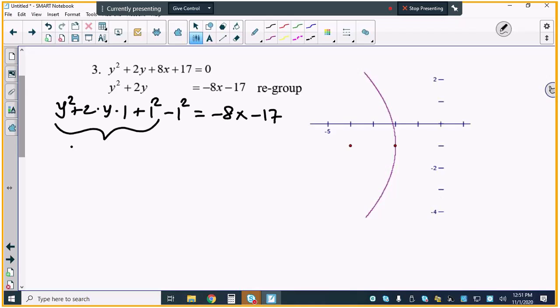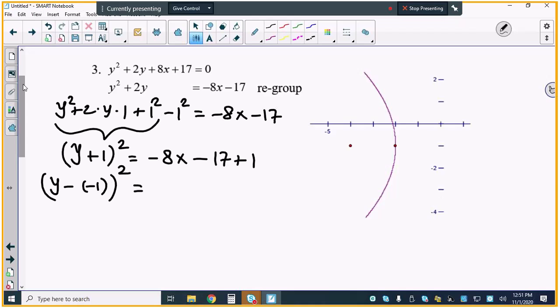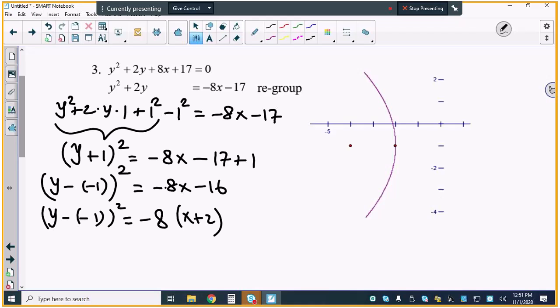Now the first three terms is the quantity y plus 1 whole to the power 2. The negative 1 squared, take it to the right hand side as positive 1 and make it negative 8x minus 17 plus 1. Then write it as y minus minus 1 to give it the form of the standard parabola. You have minus 8x minus 16. What I do now, I factor out the minus 8. So I write y minus minus 1 squared equal to minus 8 times x plus 2. Now write it as y minus minus 1 to the power 2 equal to 4 times negative 2, which is the negative 8, times x minus negative 2.